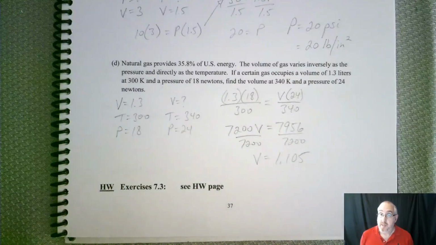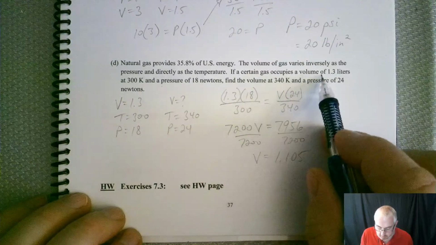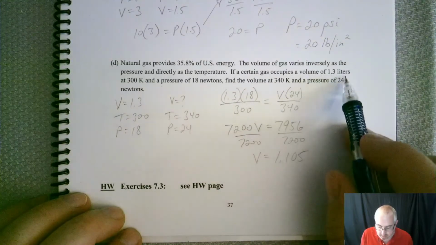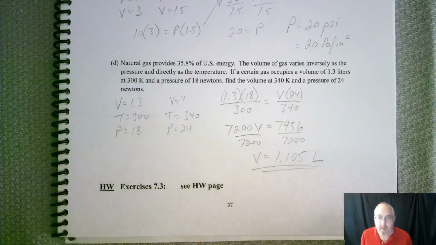So now the last piece is make sure you put the units on there. If it's a word problem, there's probably going to be units. So volume of 1.3 liters. So this is going to be in liters. So capital L. All right. And so that should be it.